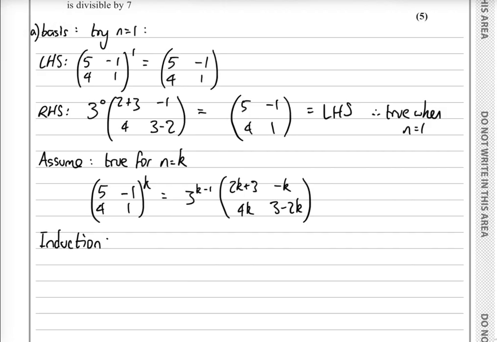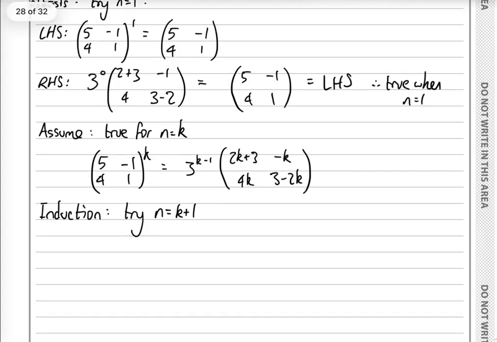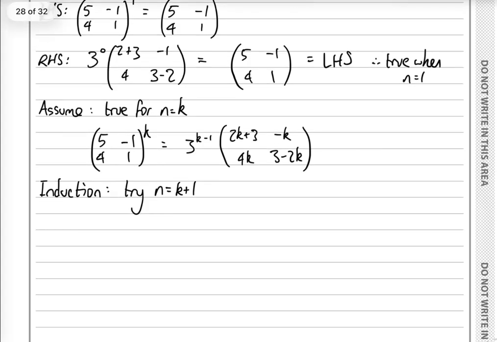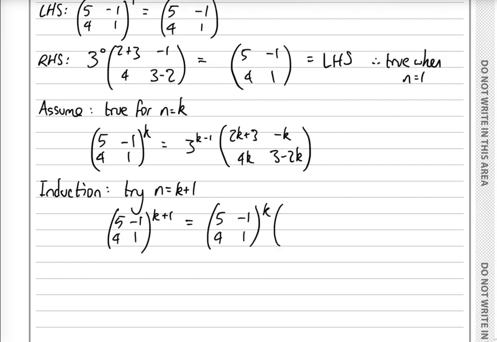Induction, and this is try n equals k plus 1 and show that it works if we use the assumption statement. So here I'm going to start with the left-hand side matrix with k plus 1 and make it look like the right-hand side with a k plus 1. To do that, we're going to separate the index powers here. We're going to have 5 minus 1 for 1 to the k and 5 minus 1 for 1.